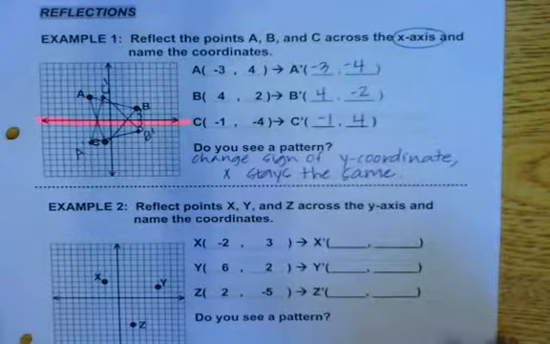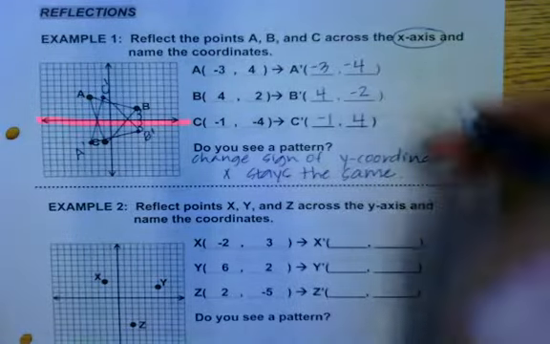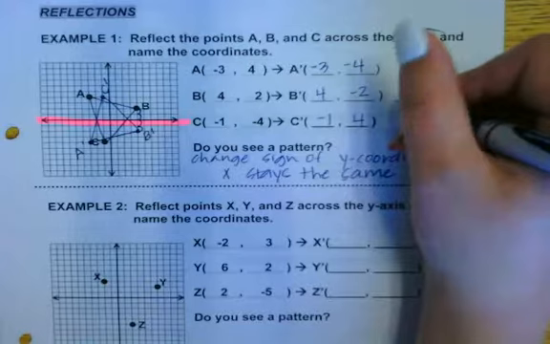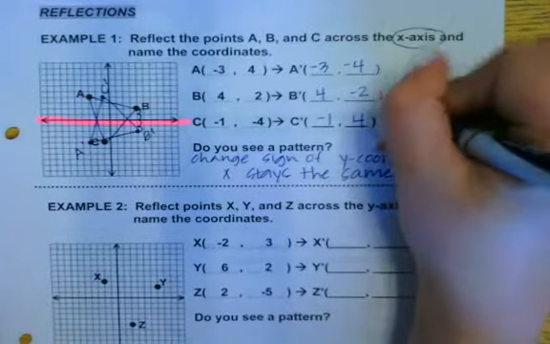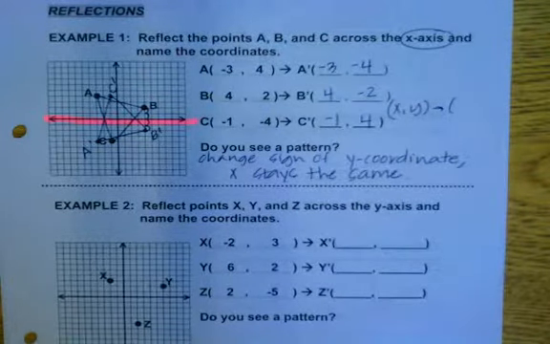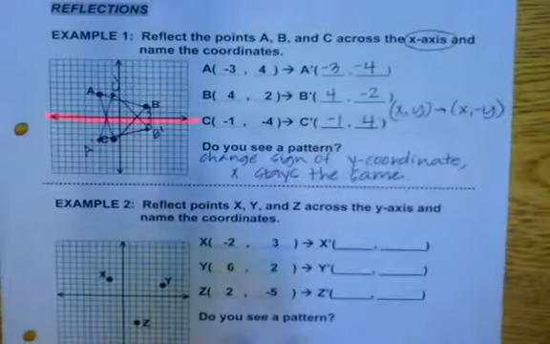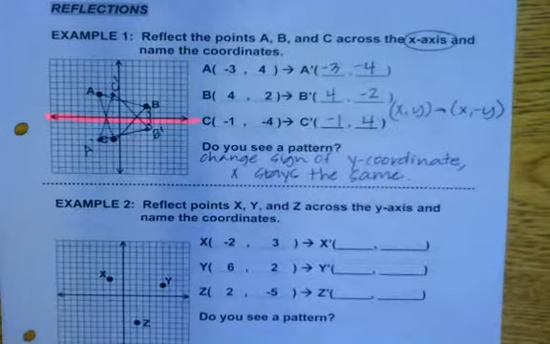Okay, so in coordinate notation, what would be the rule for a reflection across the x-axis? You would have x, y yields what? Very good. X and then opposite y, or negative y, because your x is staying the same always. The only thing that's changing is the sign of your y.